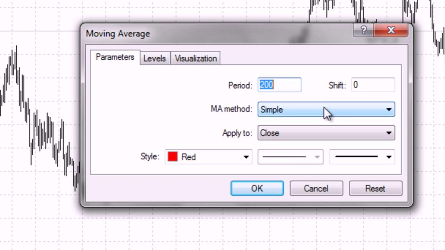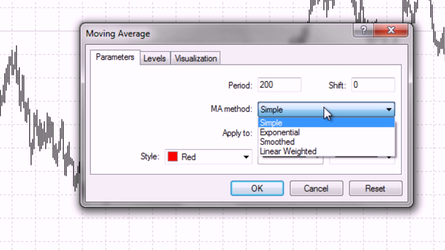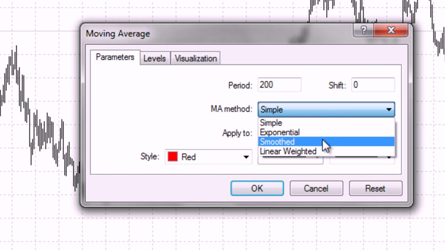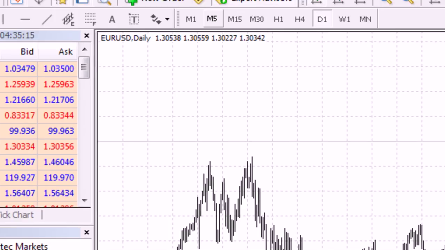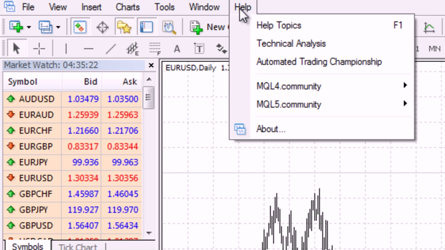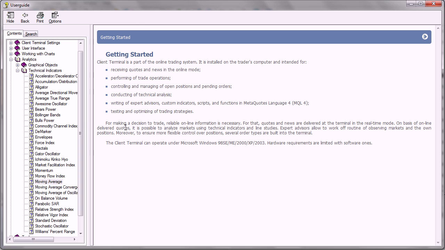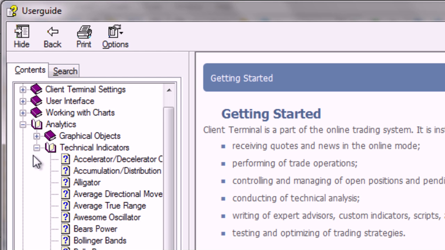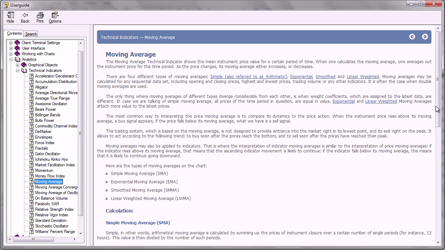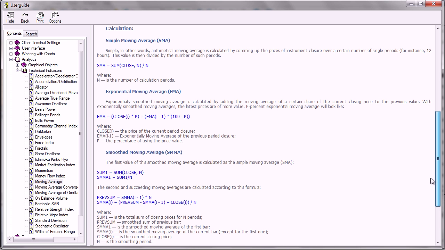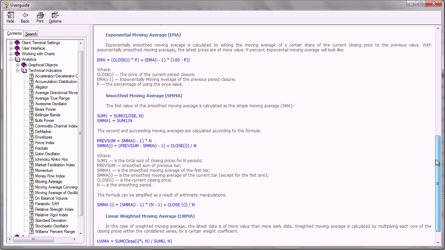The moving average method: in MT4, we have 4 different types of moving average that we can apply. We can use a simple moving average, an exponential moving average, a smoothed moving average, or a linear weighted moving average. Now, if you'd like more information about all of these, and you'd like to know how they're calculated, come back to the main MT4 platform, click on Help, then Help Topics, and that will open up the user guide. When you open up the Analytics folder and then the Technical Indicators subfolder, if you scroll down to Moving Average and then click on that, it gives you explanations in great detail of the calculation for each of those different types of moving average.